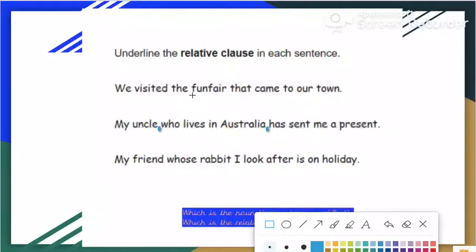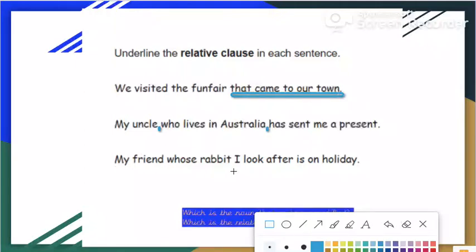Whereas this one, we visited the fun fair that came to our town. The relative clause we said was that came to our town here. So that doesn't need a comma. And is that a starter or a dessert? It's a dessert because it comes at the end of the main clause.